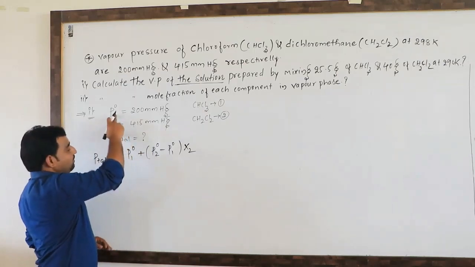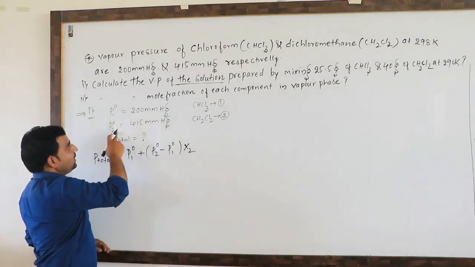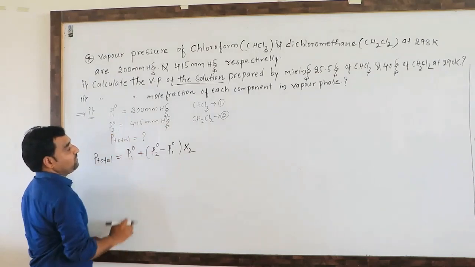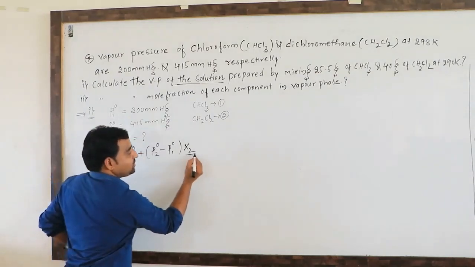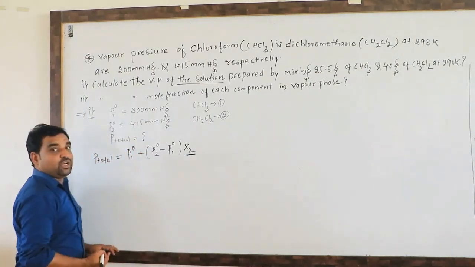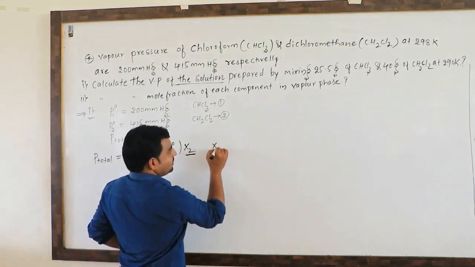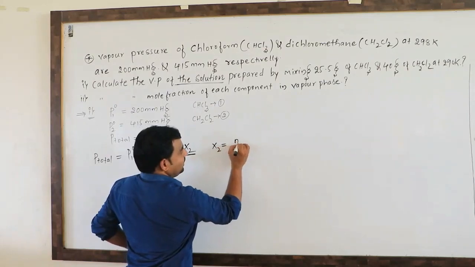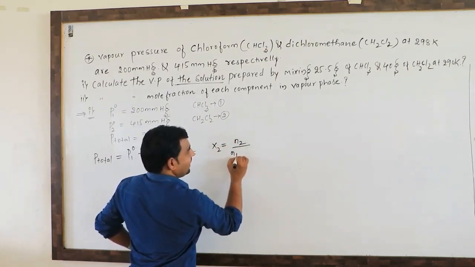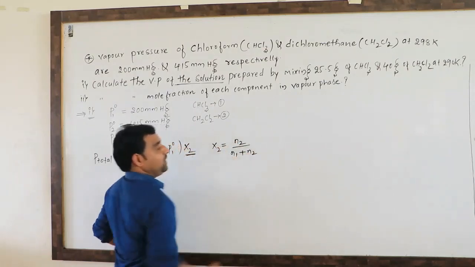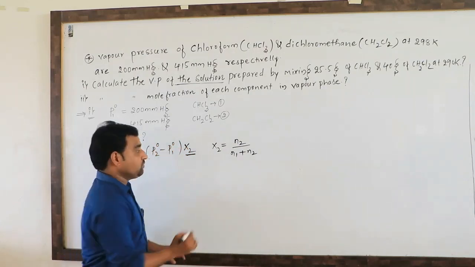They had given P1 naught as 200 and P2 naught as 415. We have to calculate the mole fraction X2 here. X2 is equal to N2 divided by N1 plus N2. We already know the mole fraction formula.